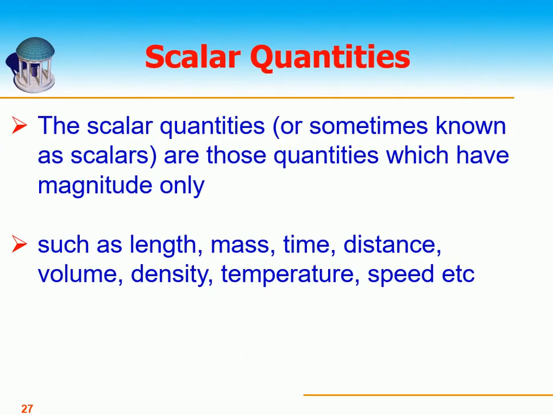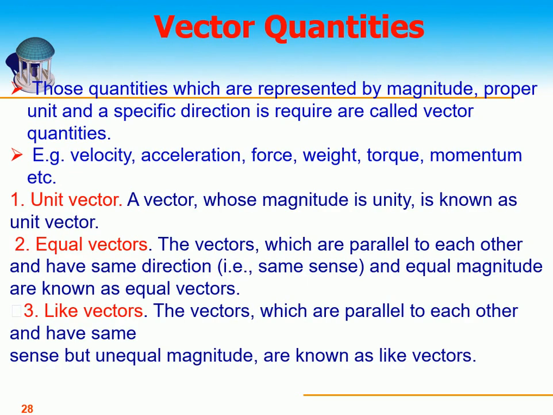Scalar quantities, I think you have studied from the basic classes. Scalar quantities are those which can be represented by the magnitude and the proper unit. You know that length, mass, time, distance, volume, density, temperature, speed do not need any direction. Therefore these are called scalar quantities. They can be added, subtracted, multiplied, divided. Any mathematical function is done similarly as we have done on numerics. So it's very simple.